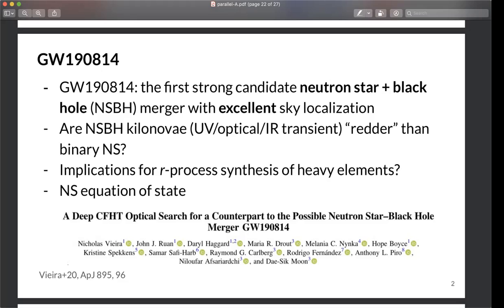And so we really could not resist. And so we decided to hunt for the kilonova counterpart to the source. And so we used the MegaCam instrument on the Canada-France-Hawaii Telescope to do that. And so I'll go over some of the specifics of that program now.